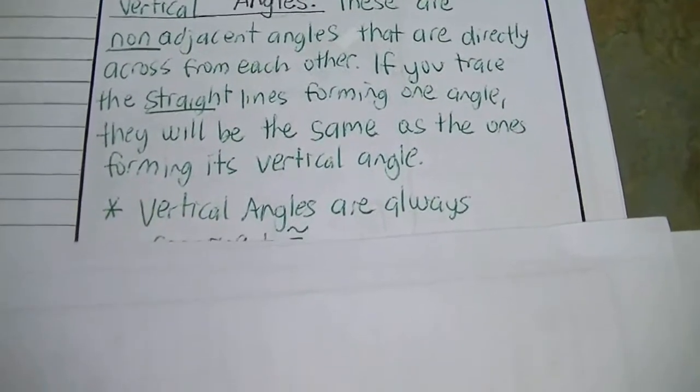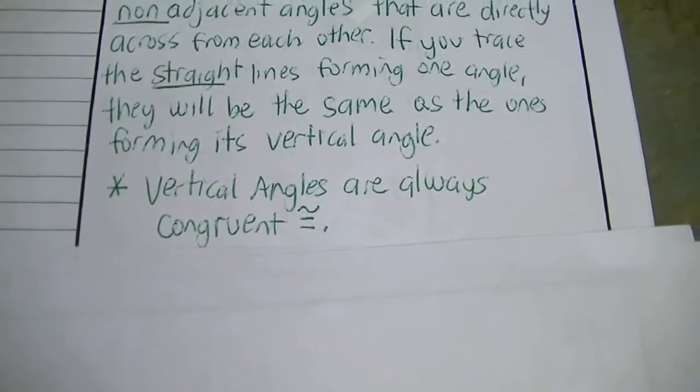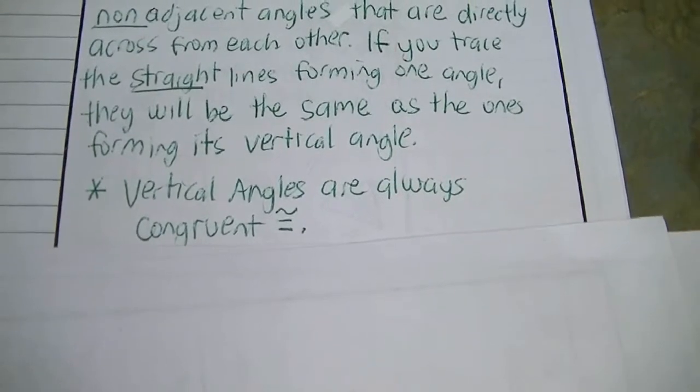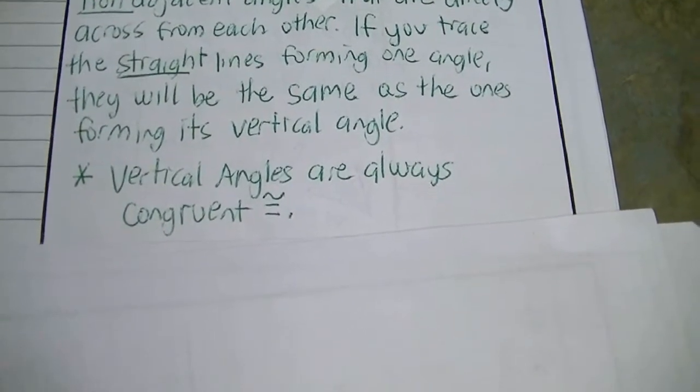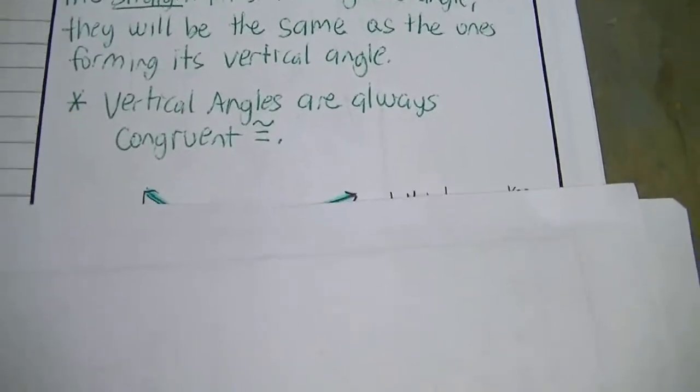Oh, this is very, very important. Vertical angles are always congruent. And see that weird looking symbol right next to the word congruent? That means congruent, okay? It's like a little equal sign with a squiggly above it. Congruent means same size, same shape, same angle measures, okay? So vertical angles are always congruent.